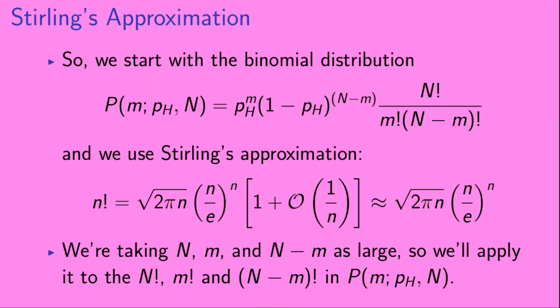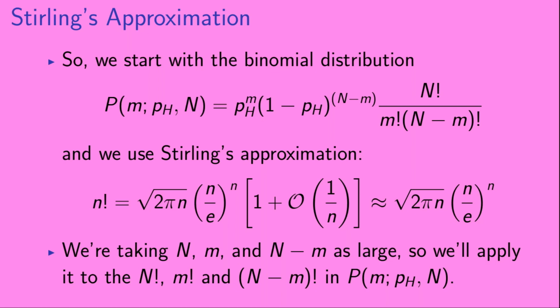To deal with these, we're going to use Stirling's approximation. So Stirling's approximation tells us that n factorial is equal to the square root of 2 pi n times n over e raised to the n power times 1 plus terms that go as 1 over n. Now if n is large, those terms that go like 1 over n are small, and n factorial is approximately equal to the square root of 2 pi n times n over e raised to the n power.